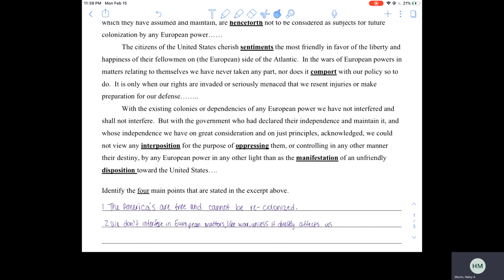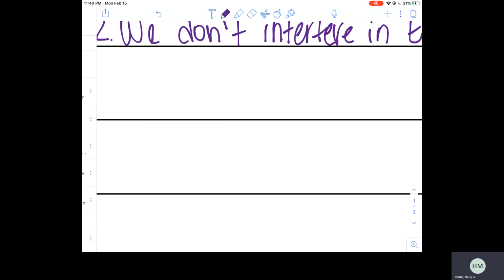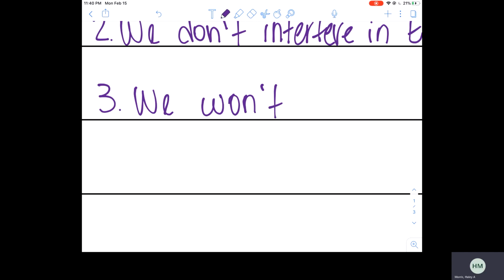The last paragraph. With the existing colonies or dependencies of any European power, we have not interfered and we shall not interfere. So that is the next point. That's the third point. That with existing colonies that are not independent from their European motherland, we're not interfering and we don't plan to interfere. Not just colonies, but dependencies, because there are small countries that depend on the mother country as well. So the third point is we won't interfere with existing colonies.